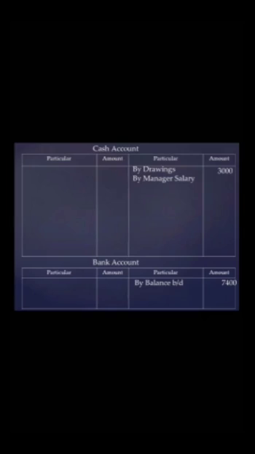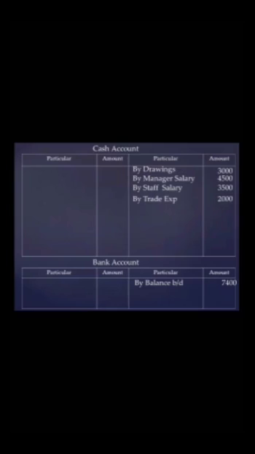Next, by manager salary. Manager salary is a payment, you record on the payment side, 4,500. Next is staff salary. Staff salary you record on the payment side of the cash book, 3,500. Next is trade expense. You come from top to bottom. Which are cash transactions you record in the cash book, cash account or bank account. If it is related with bank, you record in the bank. If it is related with cash, you record in the cash. Top to bottom you come.